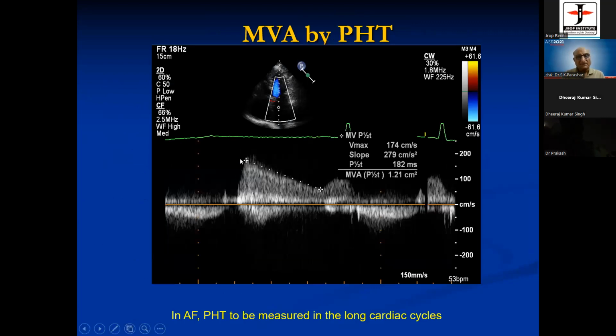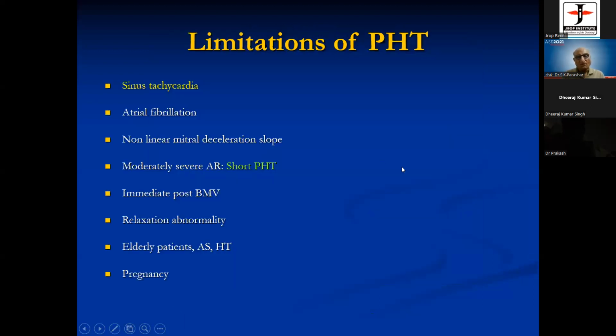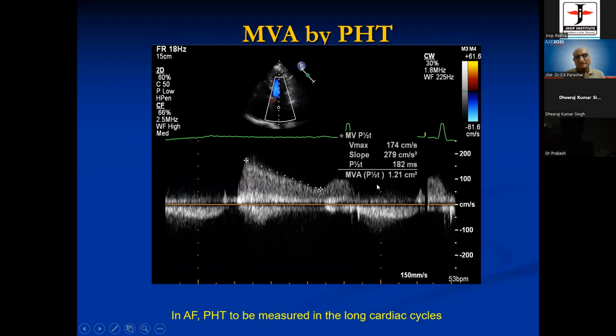Now see, this is a Doppler. You only trace the deceleration slope and the machine automatically gives you the area. You see it is 220 by pressure half time. Auto view this, see. You got a slope of 174 and the mitral valve area automatically comes to 1.2 centimeters. The pressure half time is 182 milliseconds, so 220 by pressure half time is a 1.21 area.